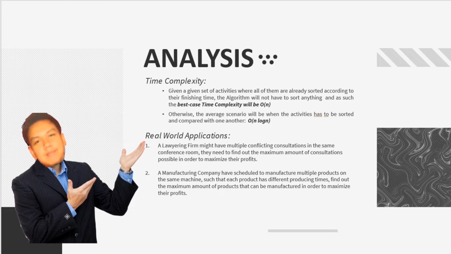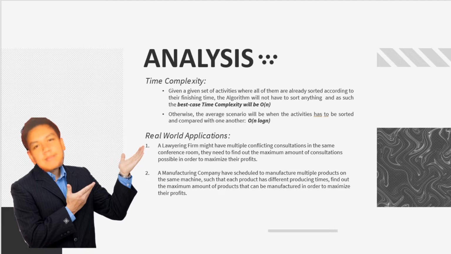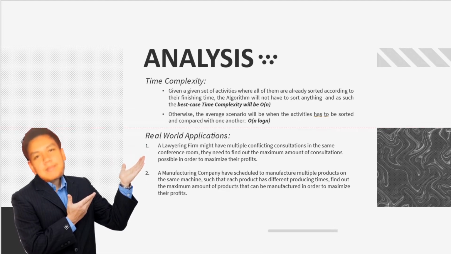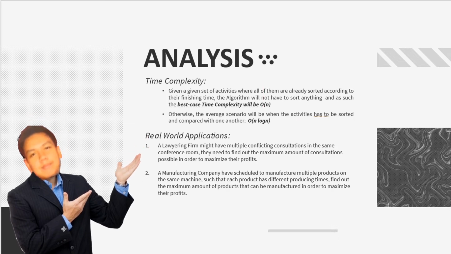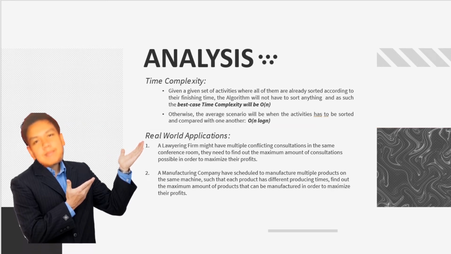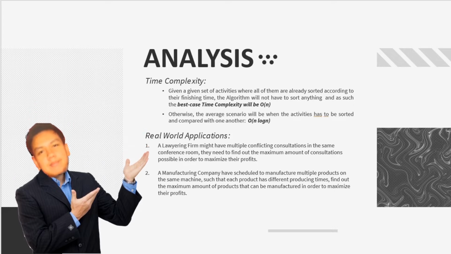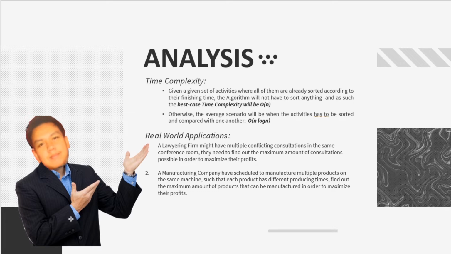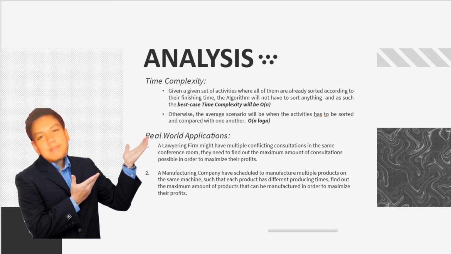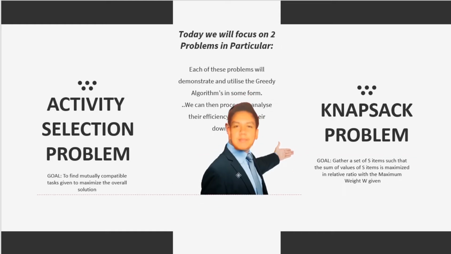Onto the real-world applications. For example, a law firm might have multiple conflicting consultations in the same conference room. They need to find out the maximum amount of consultations possible in order to maximize their profits. Or, the second example is, if you are a manufacturing company that has scheduled to manufacture multiple products on the same machine, such that each product has different producing times. To find out the maximum number of products that can be manufactured in order to maximize their profits, you would use the activity selection problem.